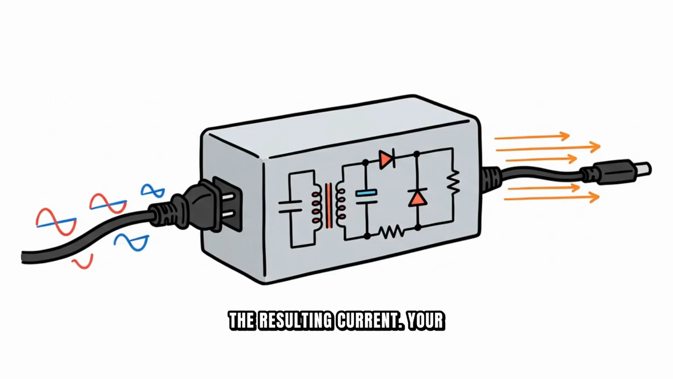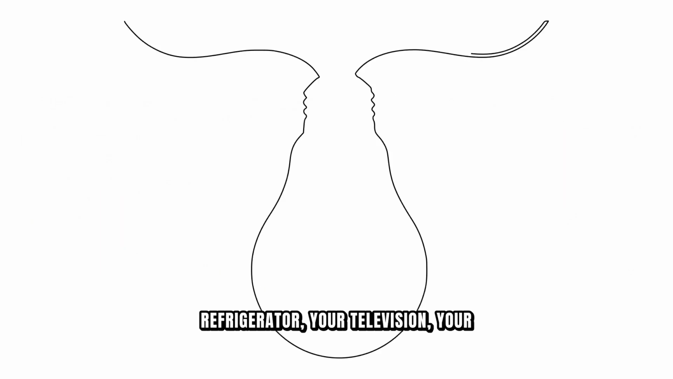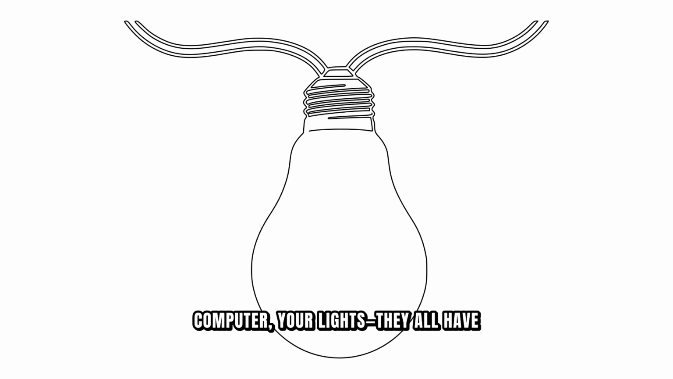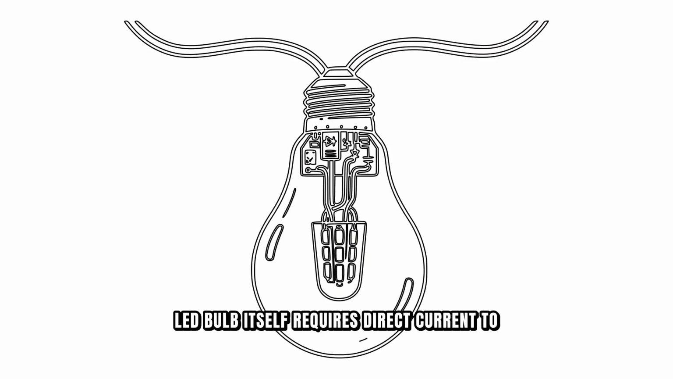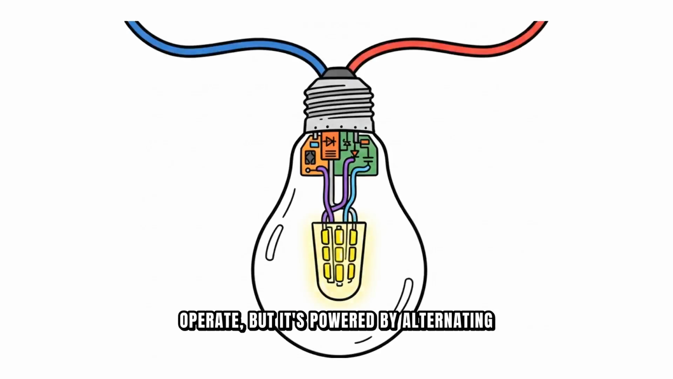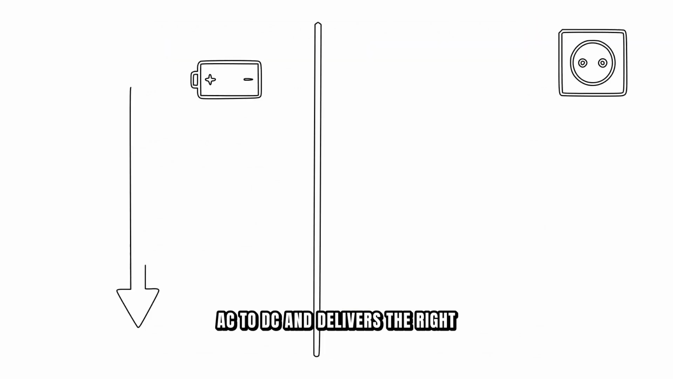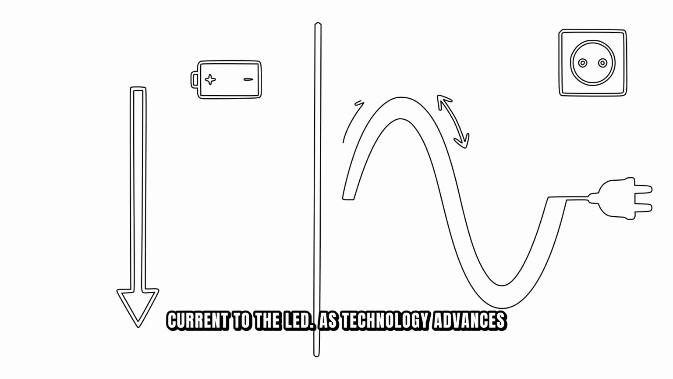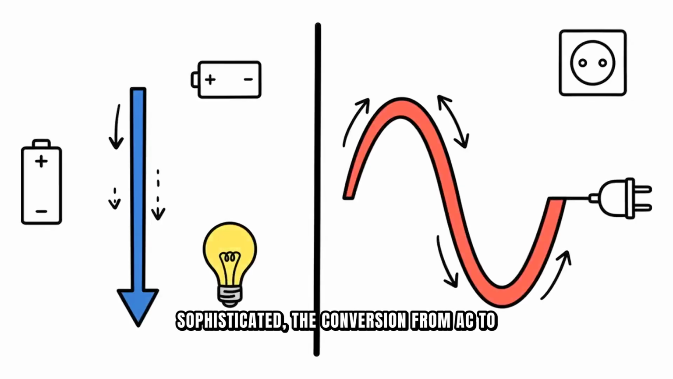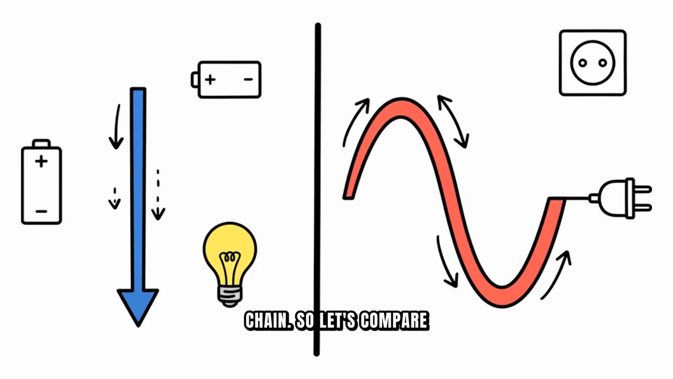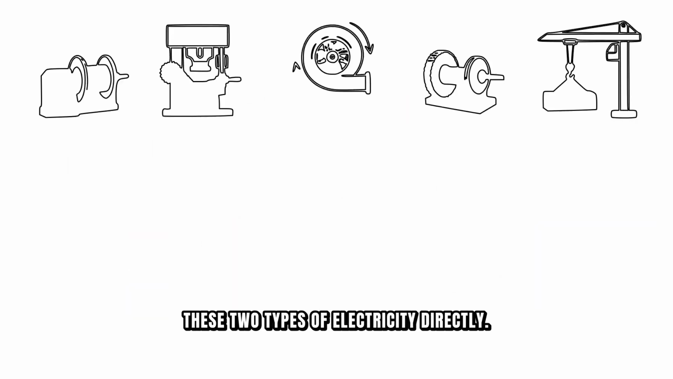Your refrigerator, your television, your computer, your lights, they all have internal circuits that convert AC to DC. LED lights are a great example. The LED bulb itself requires direct current to operate, but it's powered by alternating current from your wall socket. Inside the bulb is a small circuit that converts AC to DC and delivers the right current to the LED. As technology advances and our electronics become more sophisticated, the conversion from AC to DC happens earlier and earlier in the chain.